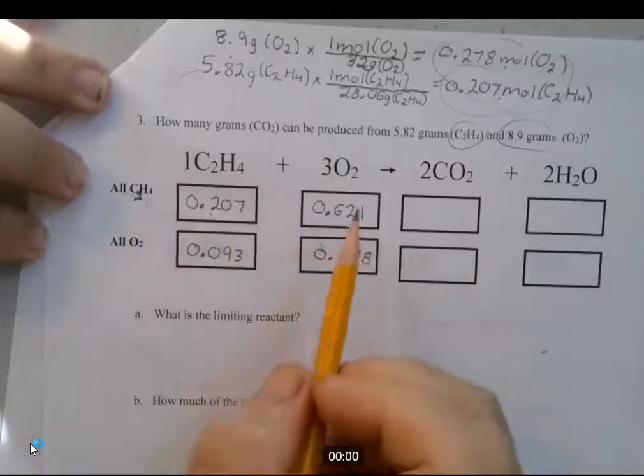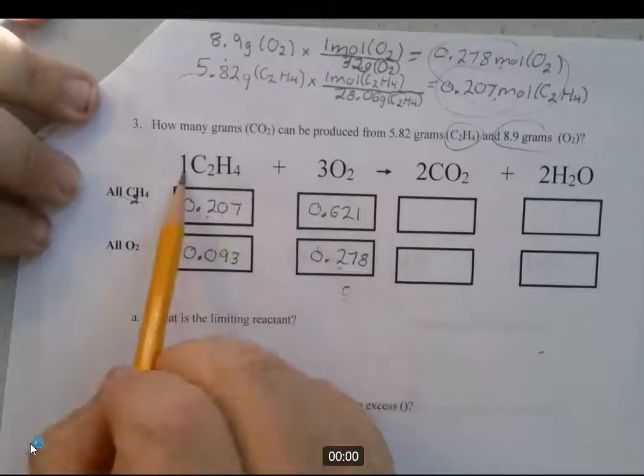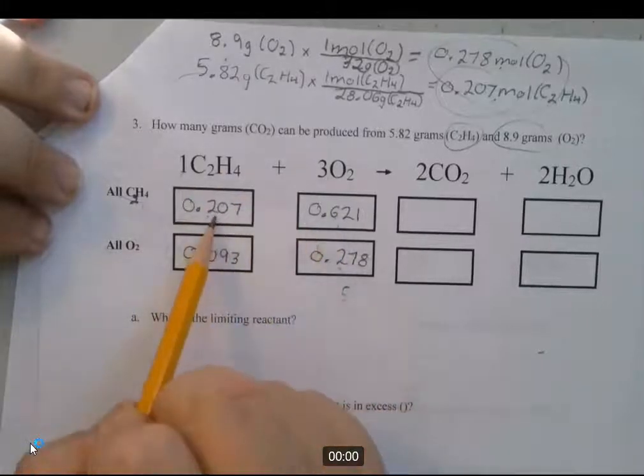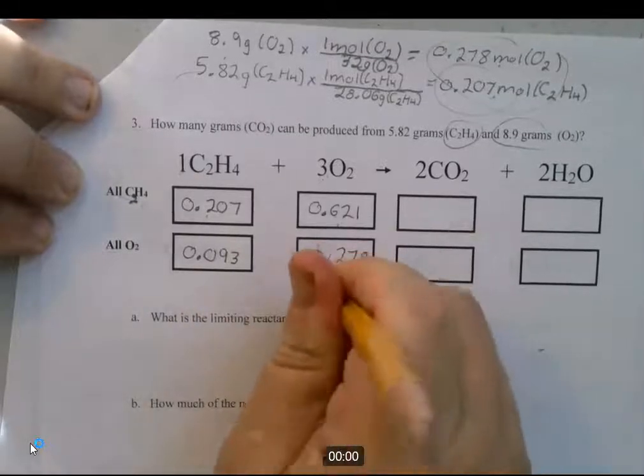So again, just check your work. This should be a 3-to-1 ratio for all 3 of these. 3 of these to 1 of these, 3 times as much of this as this, 3 times as much of this as this. So just double check and be sure that that's what you got.